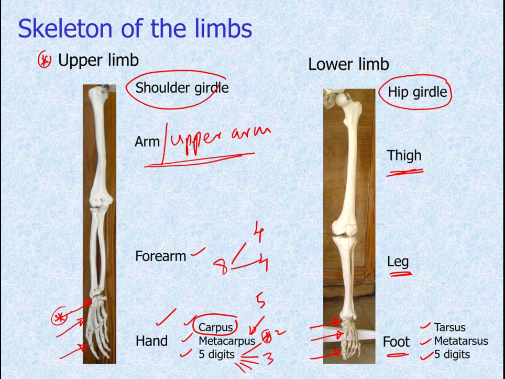Coming back to the lower limb, there's a difference. The carpus had 8 bones, but the tarsus has only 7 bones. 2 bones have fused and formed 1 bone. Therefore, instead of 8, you get only 7 bones here. The metatarsus is the same. It consists of 5 metatarsal bones. And of course, there are 5 digits. The big toe, the first one, consists of 2 phalanges, and the other 4 toes consist of 3 phalanges each. So this is the general arrangement of the skeleton of the upper limb and the lower limb.